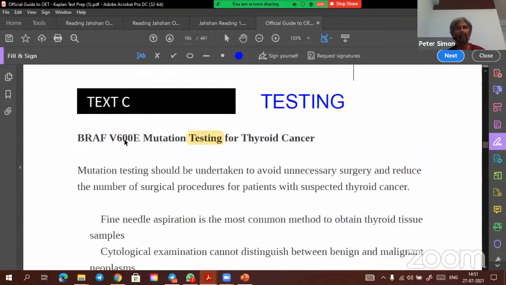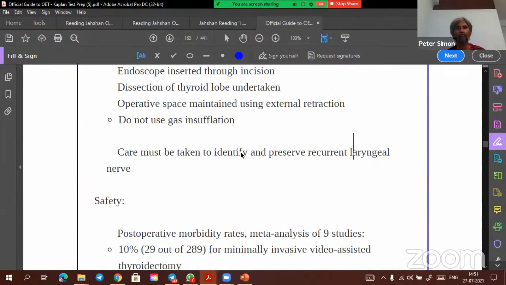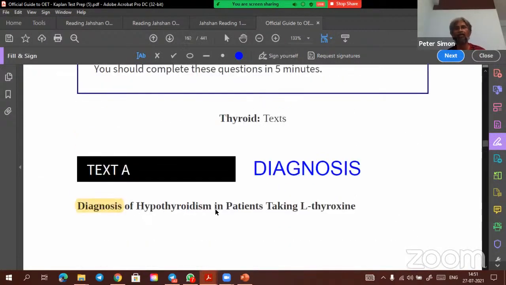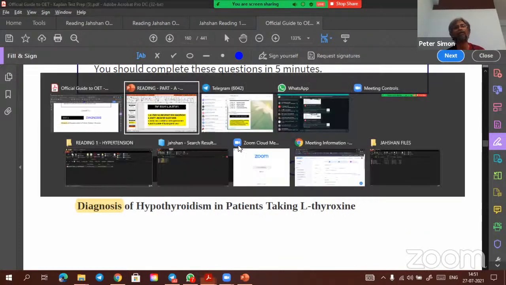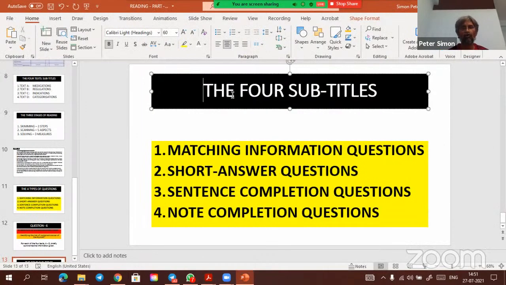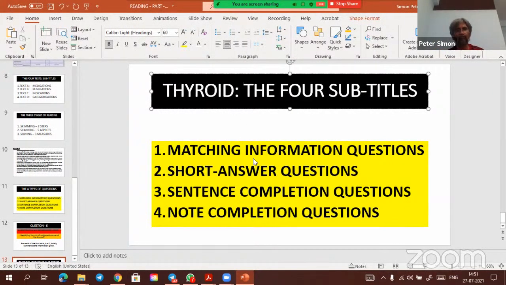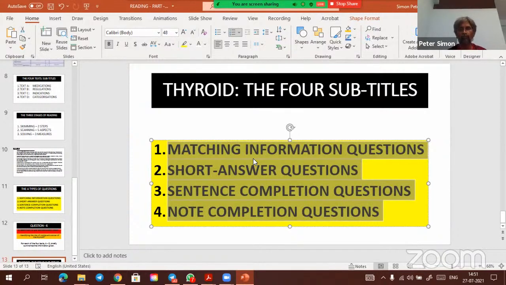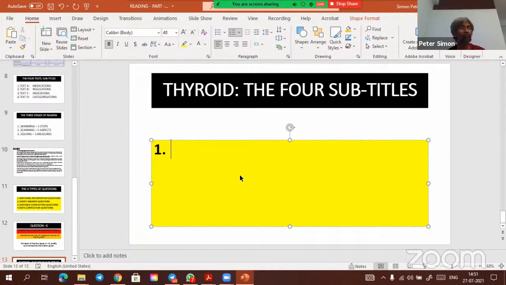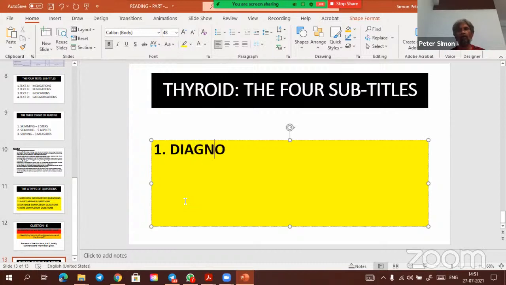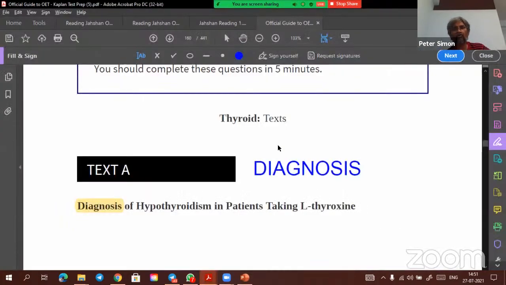Okay. See here. Thyroidism. That is thyroid text. So we'll write here thyroid. New text has come. The four subtitles. Now first one, number one: Diagnosis. Then go to number two.